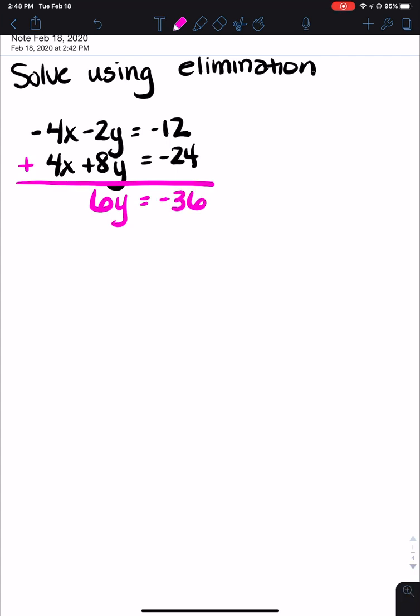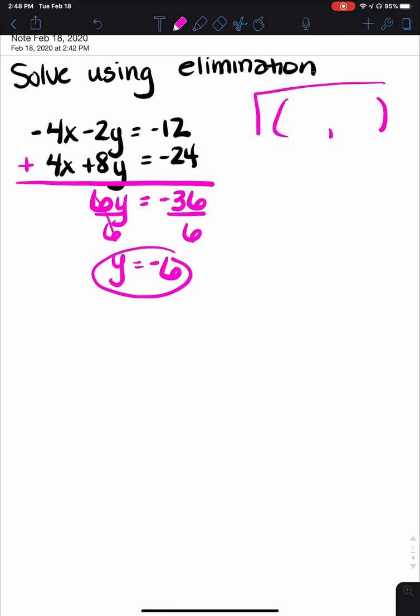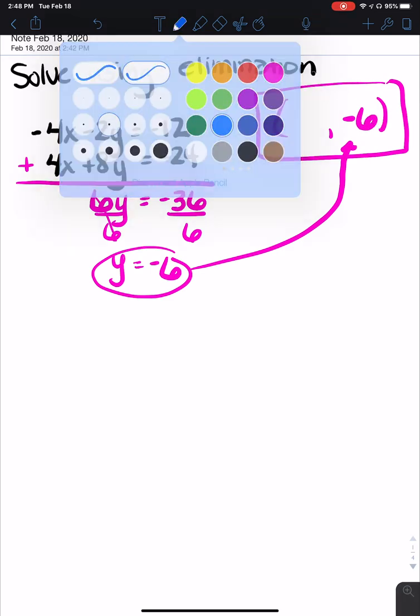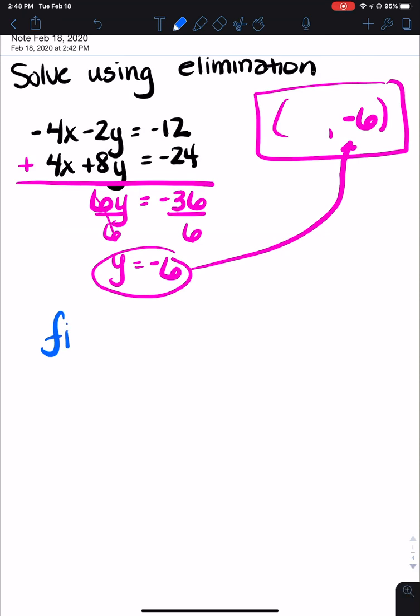And now my job is just to solve for y. So divide both sides by 6. So I end up with y equals negative 6. Remember, we're looking for a point. So I know my y value is negative 6. So now I need to find x.